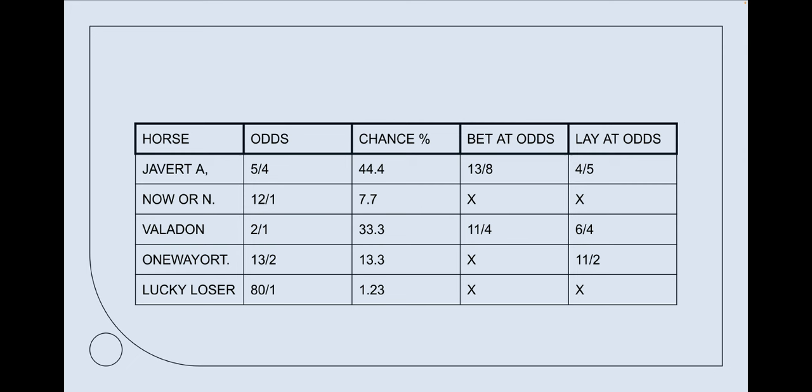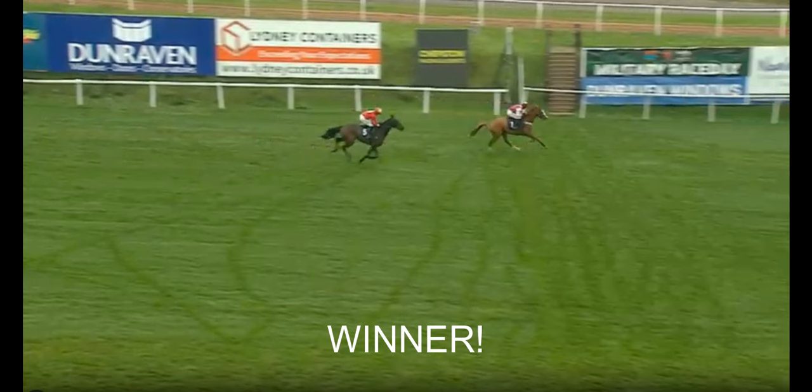As far as laying Javert Allen, the only time I would want to lay it is if it went below even money. 4 to 5 I would call at this stage. I wouldn't be interested in laying Now or Never, for the reason I mentioned in the video, that we don't know about Venetia Williams also. I tend to swerve them. As far as Valadon goes, I would lay it at 6 to 4 because I see it as a clear second best. One Way or the Other at 11 to 2, to be quite honest with you, I'd probably even lay it at 13 to 2, even though I'm expecting those odds, because I just don't fancy it at all. And Lucky Luger, well, anything can happen in racing, 80 to 1 shots win, but I just don't see it, but I wouldn't be interested in laying it either.